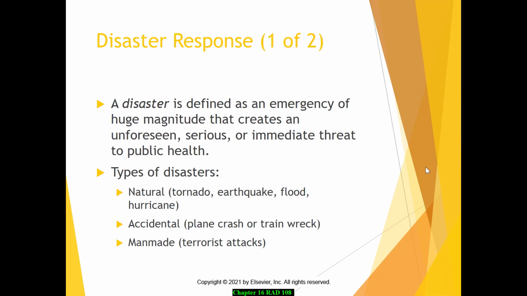In a disaster response, these are things like tornadoes, earthquakes, floods, plane crash, train wreck, if it was a terrorist attack.